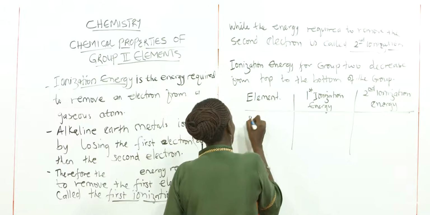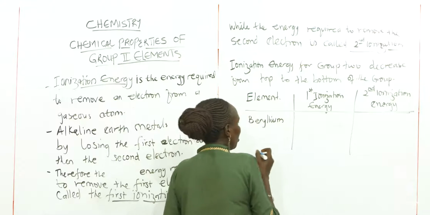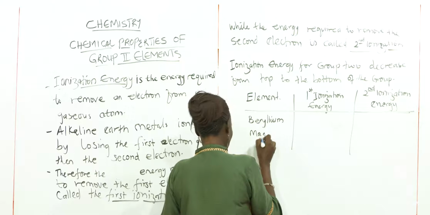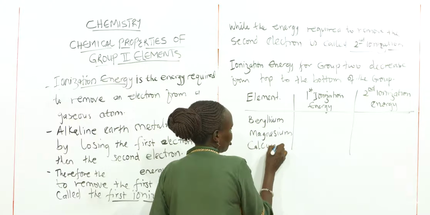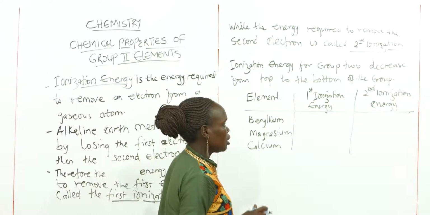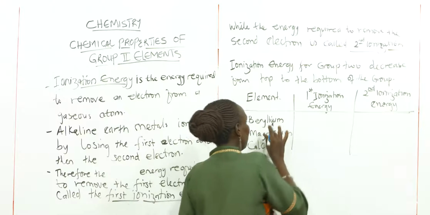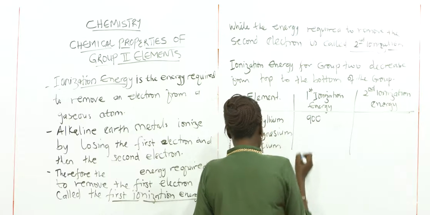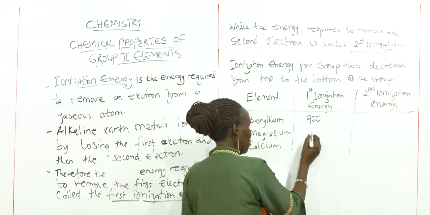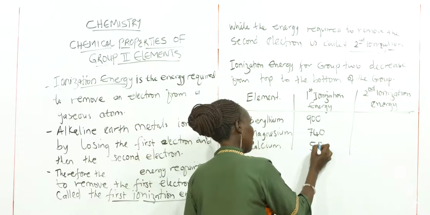So for the first element, which is beryllium, and then followed by magnesium, then followed by calcium. So here we are going to have 3 elements, and these 3 elements are the most important ones. We are studying them at this level. So the first ionization energy for beryllium is 900, and the first ionization energy for magnesium is 740, while for the last element, which is calcium, is 590.